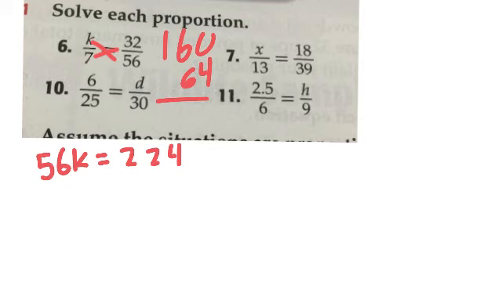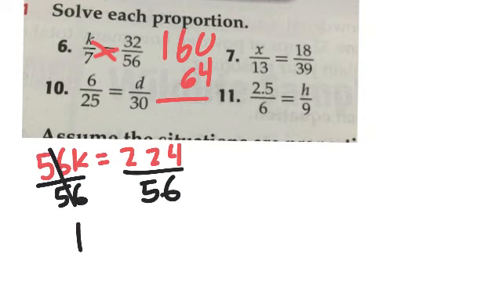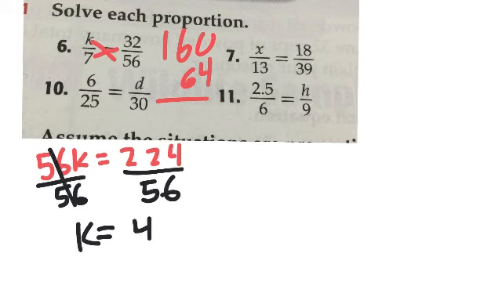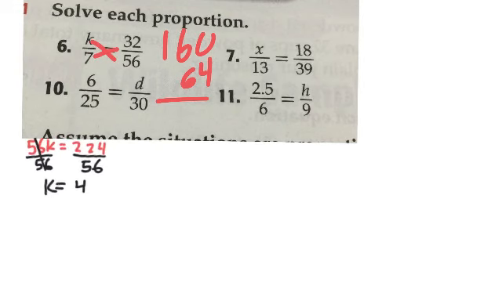Now, I want k by itself. K is being multiplied by 56. So I'm going to divide by 56 on both sides. And that would give me k is equal to 4. So 6, the answer should be k equals 4.